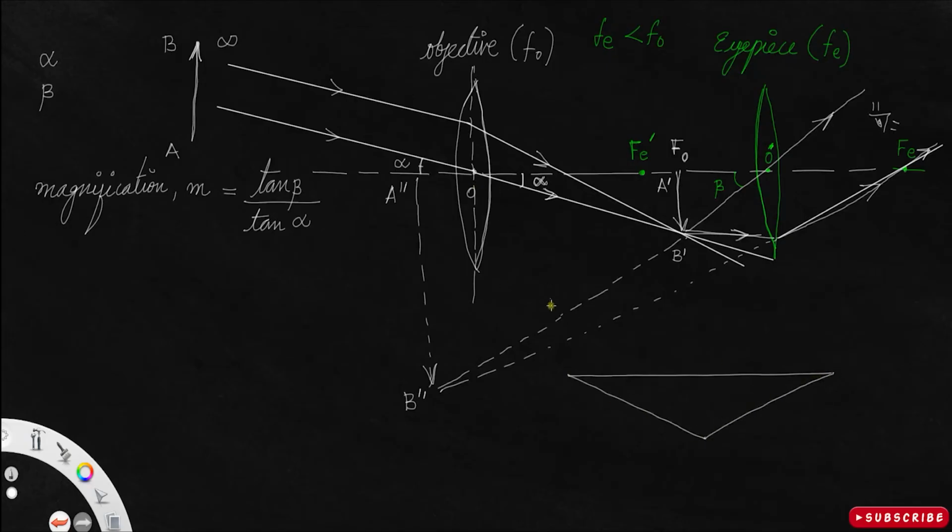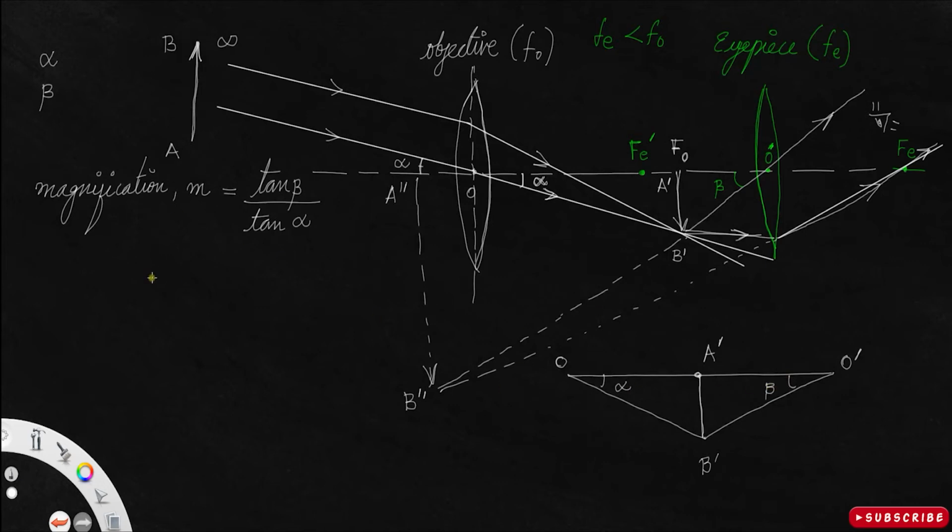This is the optic center of the objective O. This is the optic center of the eyepiece O dash. We can mark this as A dash. And this point is B dash. Clearly, this is alpha and this one is beta.